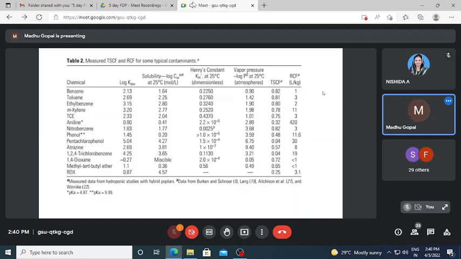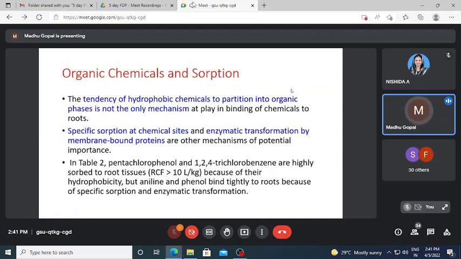So you have seen that table. Some of the chemicals are highly sorbed to plant tissues. If the RCF value is more than 10 liters per kg, then it is highly absorbed into the plant. So some of these chemicals have very high RCF values, like aniline, then pentachlorophenol, even dichlorobenzene. They all have high RCF values. The high RCF value is because of hydrophobicity. But aniline and phenol bind tightly to roots because of specific sorption and enzymatic transformation. So we can easily remove these materials by phytoremediation.